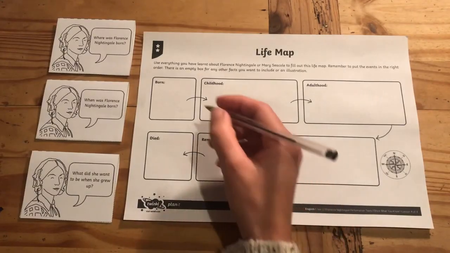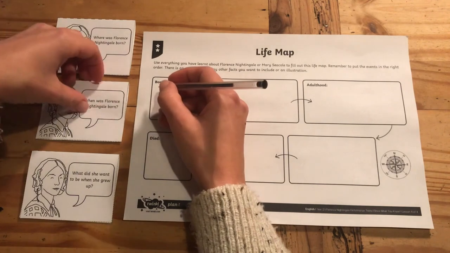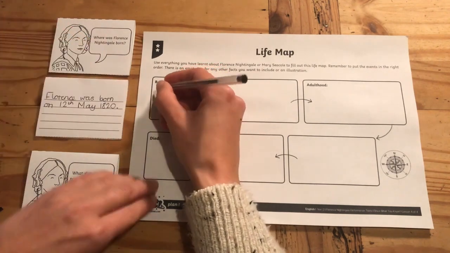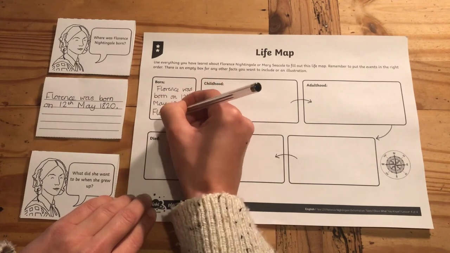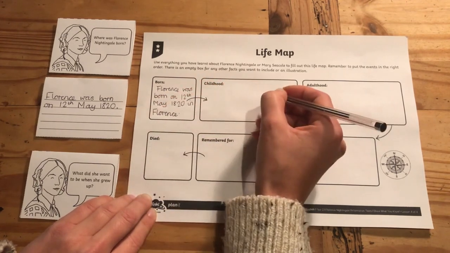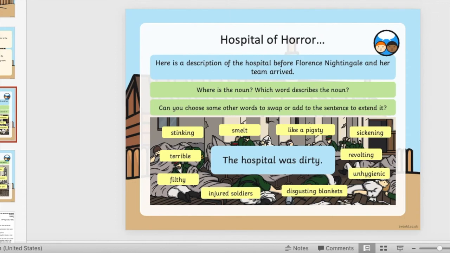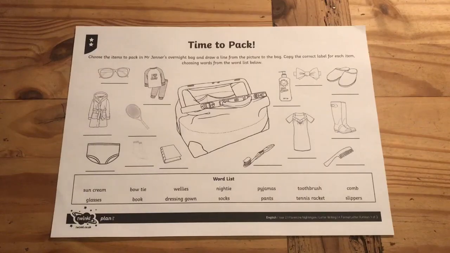By lesson 4, your children will be able to test their knowledge of Florence Nightingale, and they'll also be able to test their skills of information text writing. Your children could even apply their knowledge of Florence Nightingale to the letter writing lesson pack.